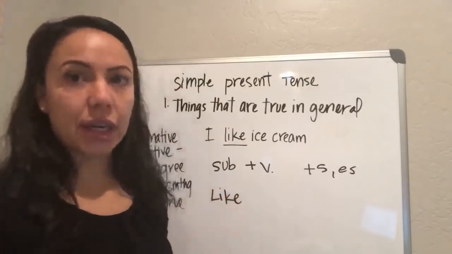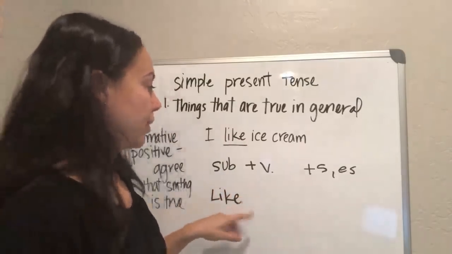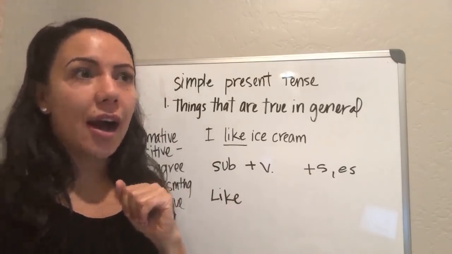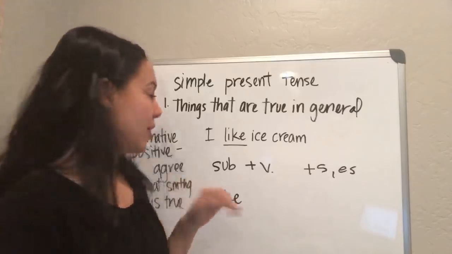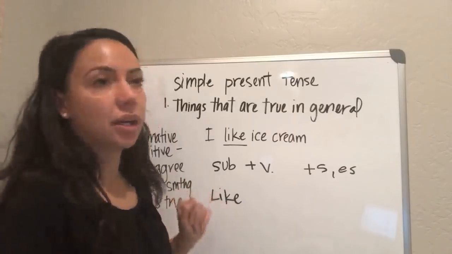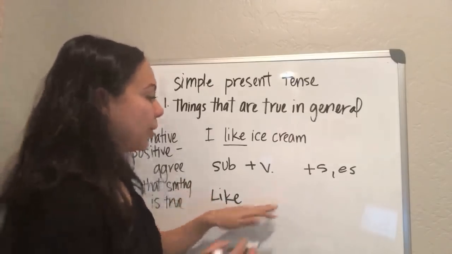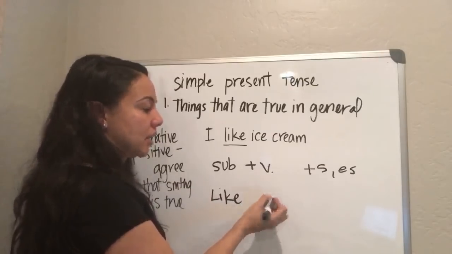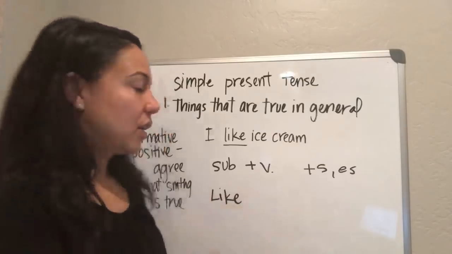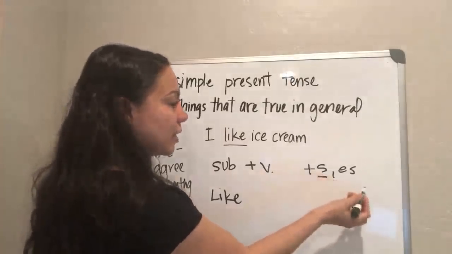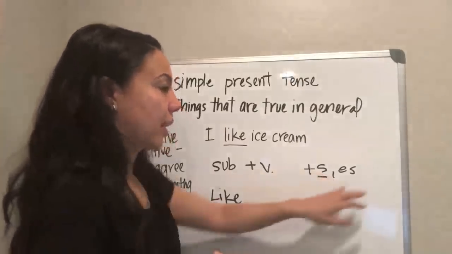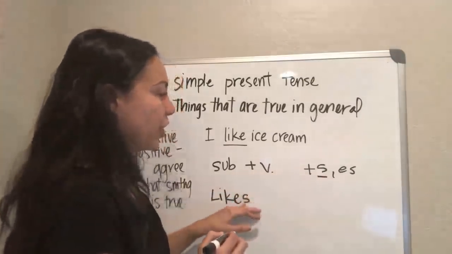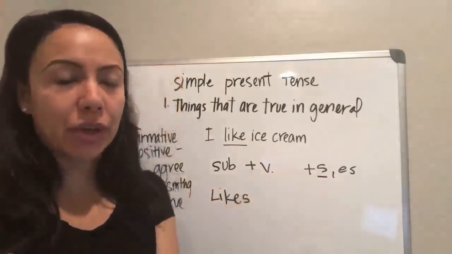So we'll take this verb like. With the subjects I, you, they, we, we're just going to use this. Now with the he, she, it, we're going to add the S or the ES, okay? So, likes. Now, there's different questions about how to pronounce this, okay?